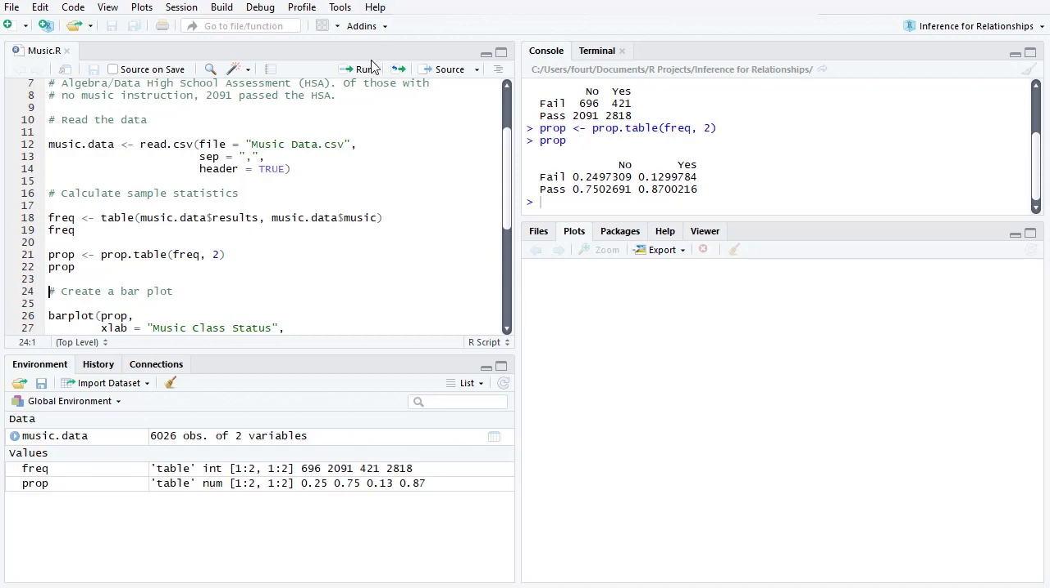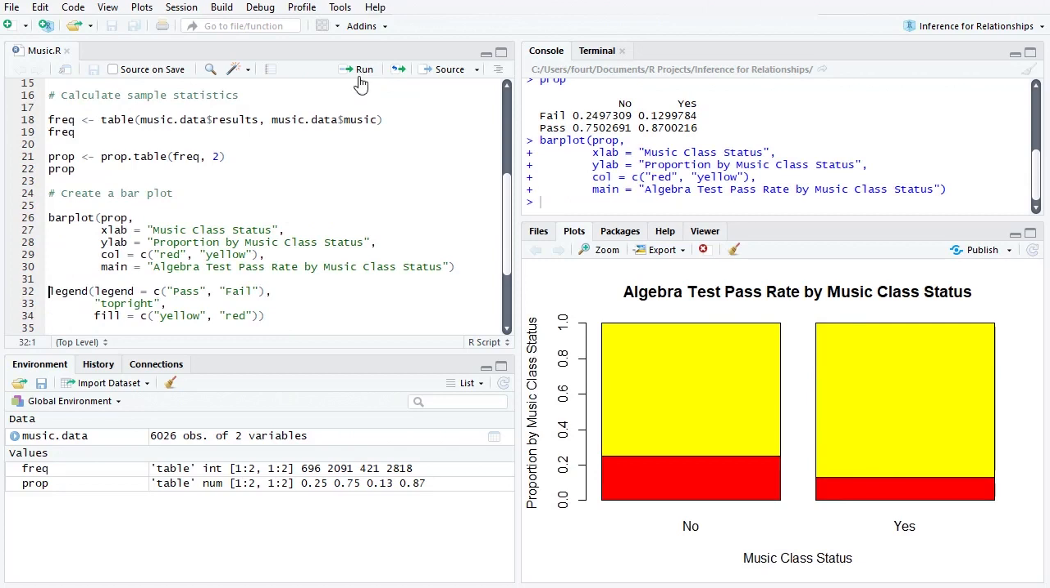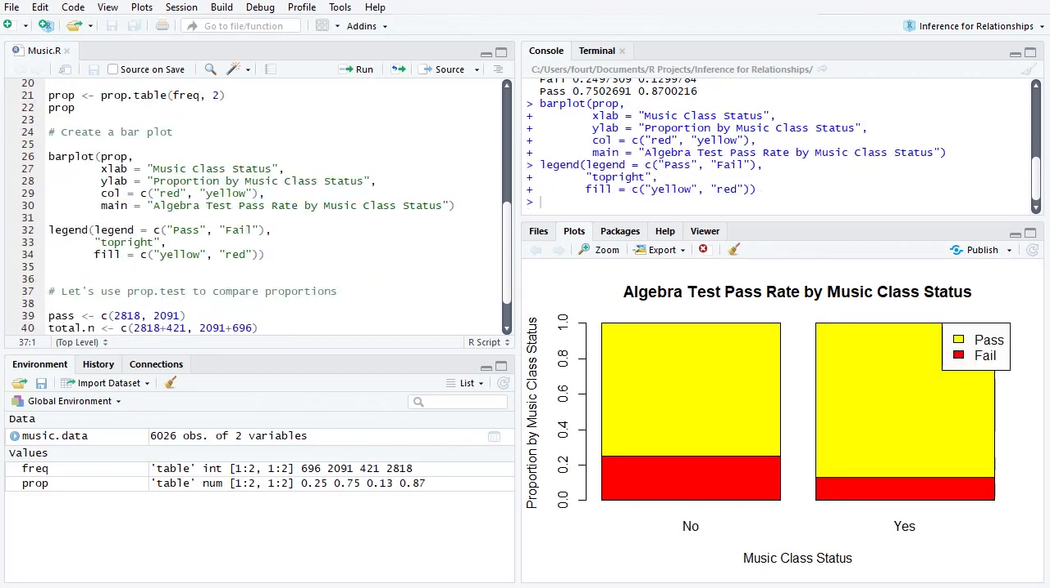Those have two different meanings, and the difference here is a difference of 0.12 or 12 percentage points. Let's create the bar plot. Yellow represents pass, and we see more yellow for the yes music class status group than for the no music class status group.